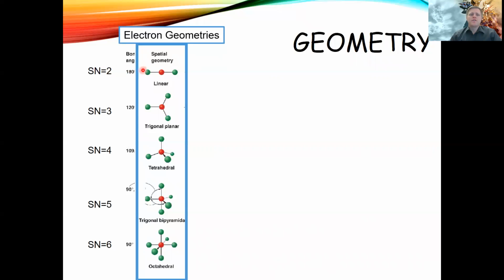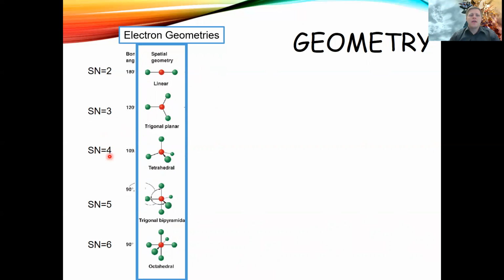For a steric number of 2, you're going to get this linear geometry. It's named that because all the atoms are in a line. For a steric number of 3, you'll get a trigonal planar geometry. It's called trigonal planar because you have these 3 connected atoms that form a triangle. And it's called planar because they're all in the same plane. You can lay them out all on the same piece of paper.